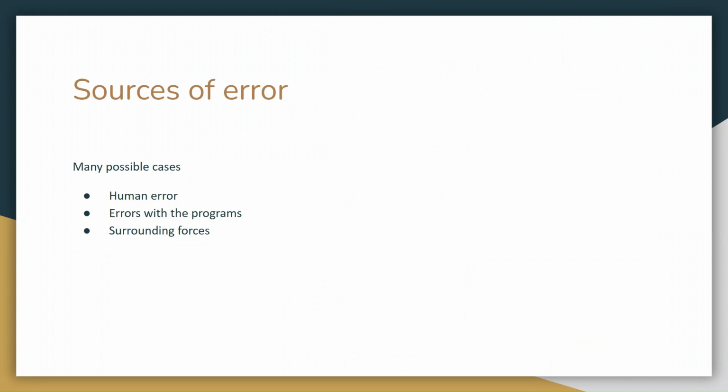And then for sources of error, of course, there are many possible cases. There's the classic human error with the programming or the programs that I created, and then obviously the surrounding forces. You can't control everything that goes on. There are just so many different factors that could have caused some kind of error.